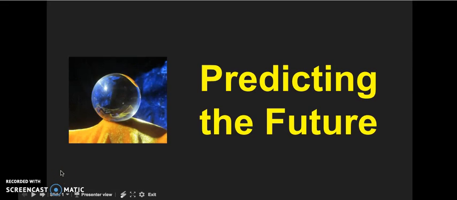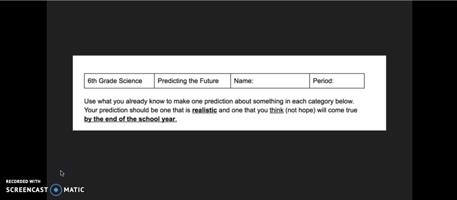Hi students, today you are going to be working on the assignment Predicting the Future, just like what we practiced in class. So at the top of the paper you see it says 6th grade science, Predicting the Future. Here's where you put your name. So just like I wrote Ms. Betty, put your name in there now. And then put your period. Press pause and press play when you are ready.